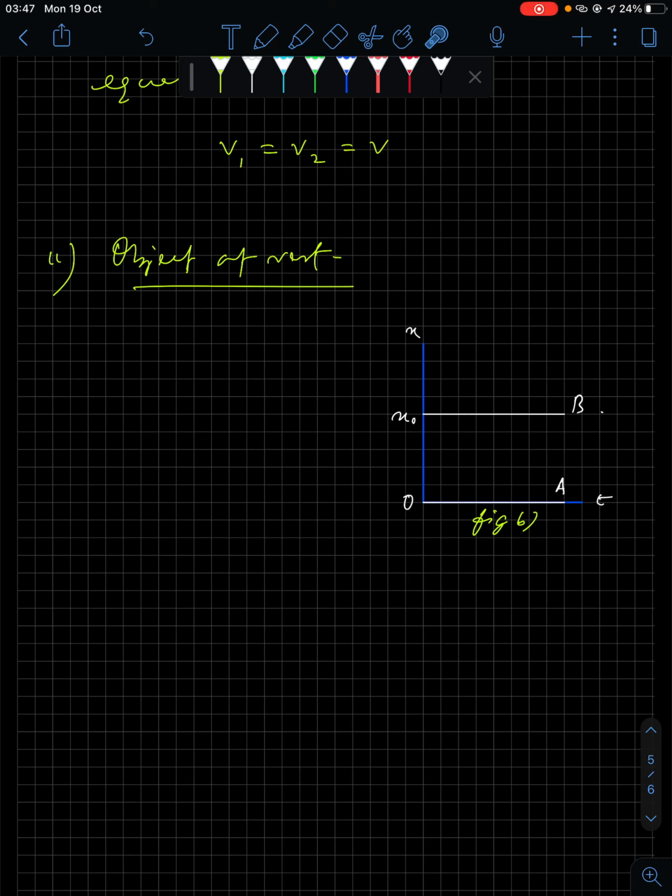The other way you can look into this problem is by saying that the slope of A and the slope of B are equal and they are 0. So when slope is 0, velocity is 0, right? Because slope is equal to velocity.